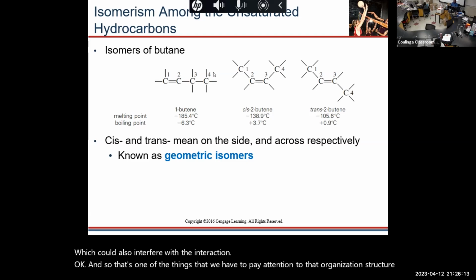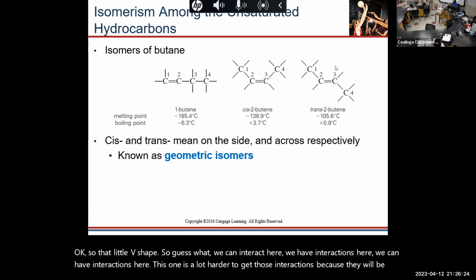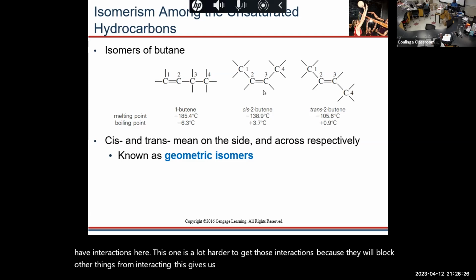So with that little V shape, we can have interactions here, here, and here. This one is a lot harder to get those interactions because they will block other things. This gives us more surface area.